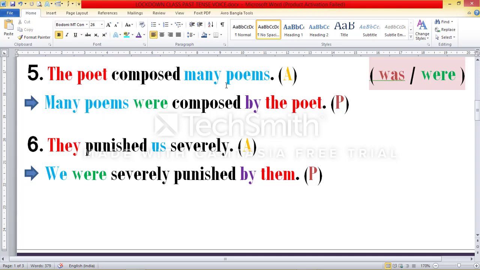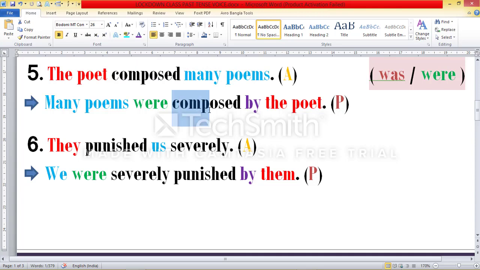After that, after making the object subject, we have to go to the auxiliary verb was, were, in case of past indefinite tense. As the subject here, many poems, is third person plural number, that's why out of was or were, were will come. So were has come here. Then we have to write the third form of the verb compose. The third form of the verb compose is composed.